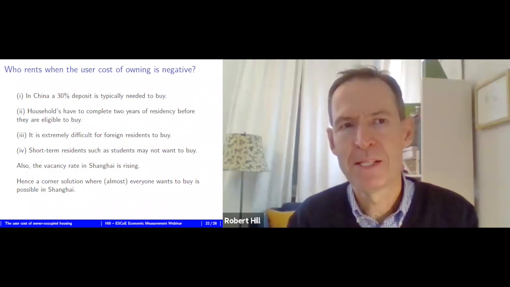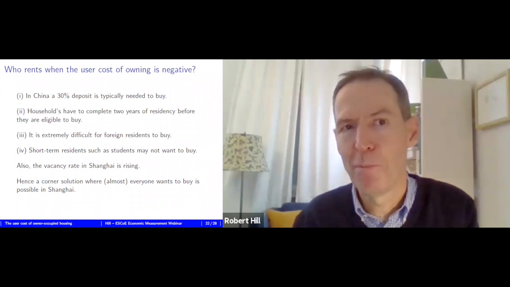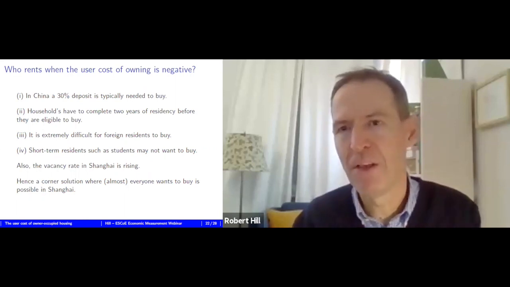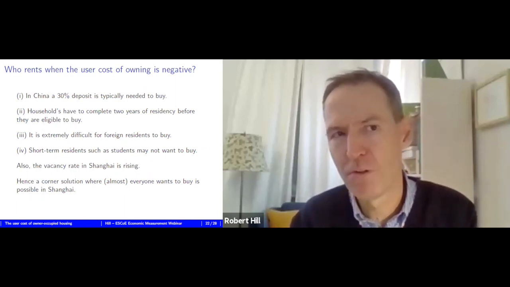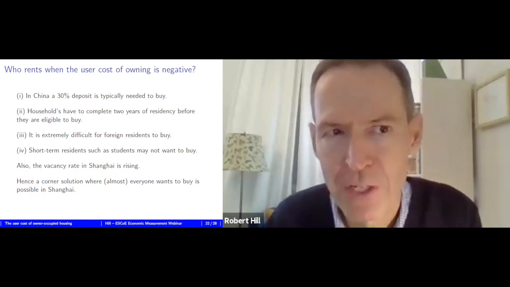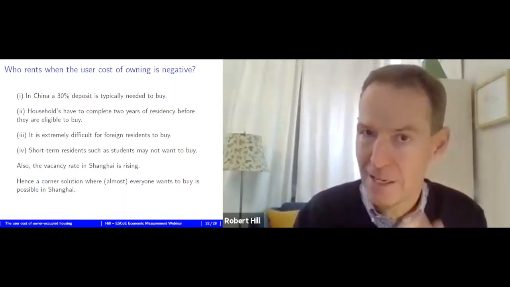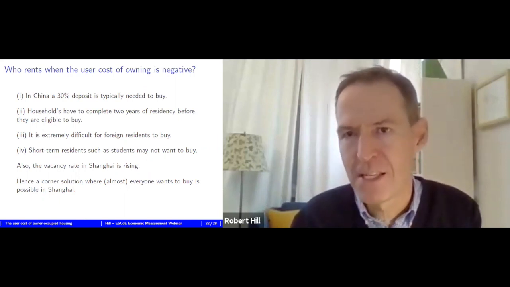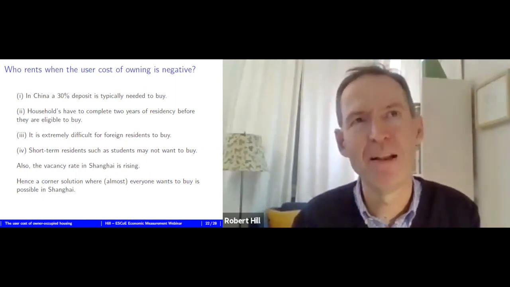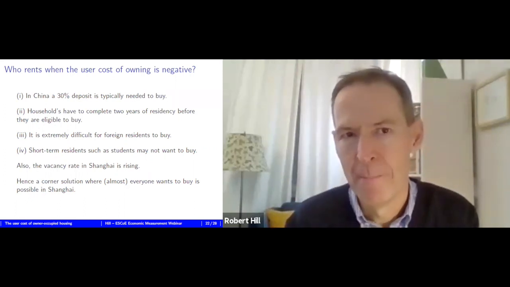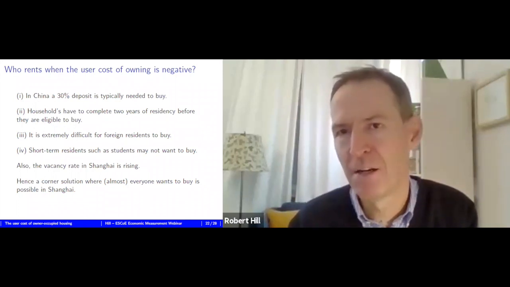The first one is that in China, you typically have to pay a 30% deposit when you buy. So all those households that haven't yet saved their 30% deposit are forced to rent. Also, there are residency requirements that have to be satisfied to buy. If you want to buy in Shanghai, you have to have lived there for 2 years as an official resident before you are eligible to buy. Also, it is extremely difficult for foreigners to buy in Shanghai. So almost all the foreign residents are renting as well.